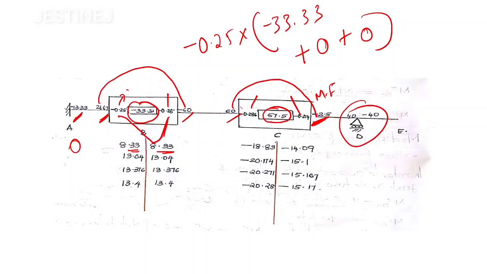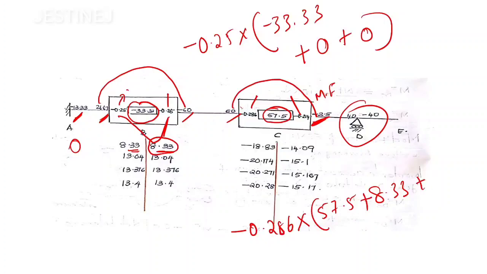Then coming to the joint C, you can observe how you got this minus 18.83. For that, you can see minus 0.286, the rotation factor, multiplied by 57.5, that is the sum of moments at the near end. Then the far end is going to be 8.33, and here it is going to be 0, so at the joint D there are no values. If you calculate, you will get minus 18.83, and similarly you can find minus 14.09. This is the first cycle.